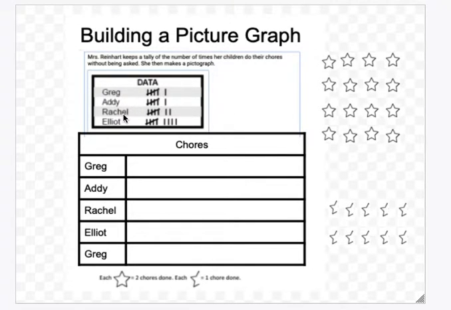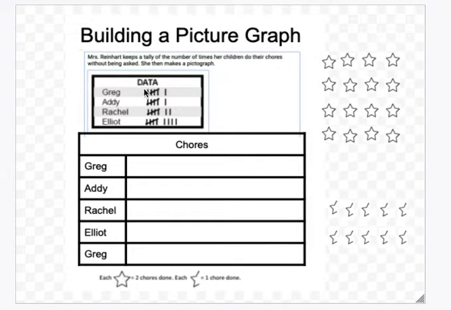If you can see my mouse here, it says Mrs. Reinhardt keeps a tally of the number of times her children do their chores without being asked. Then she makes a pictograph. So this is our data set. The tallies just tell us how many times each of the people does chores without being asked.